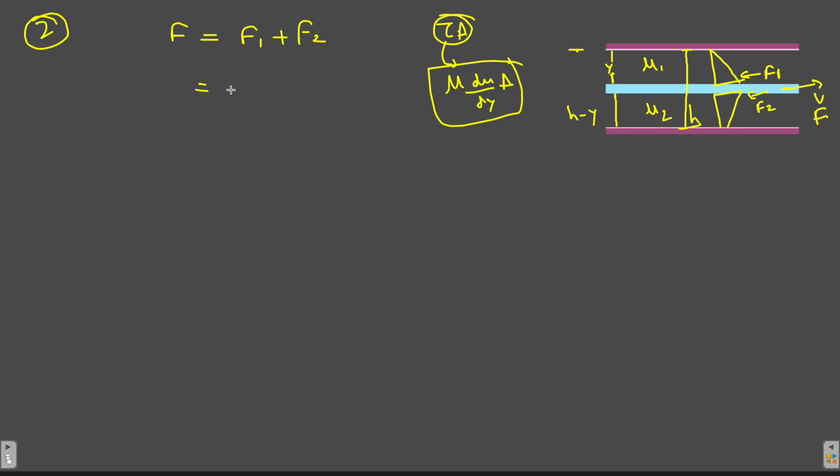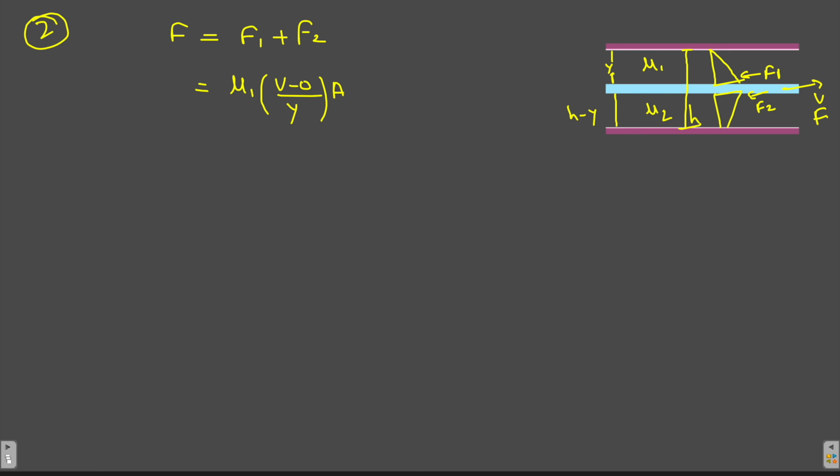So for the first part, what is mu? Mu is mu1. What is du? That is the change in the velocity of the fluid from one end of the plate to the other end. It is v minus 0, right? And what is dy? For the first part, it is y, right? And area is A.